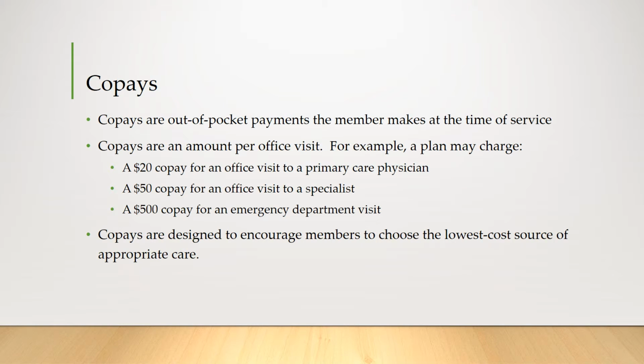There are many different types of member cost-sharing arrangements. Copayments are the most common. Copays are out-of-pocket payments that the member makes at the time of service. Copays are often described as an amount per visit. For example, an insurance policy may charge a $20 copay for an office visit to the primary care physician, a $50 copay for an office visit to a specialist, and a $500 copay for an emergency department visit. These copays are designed to encourage members to choose the lowest cost source of appropriate care.